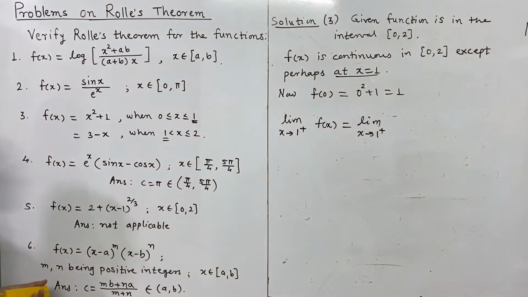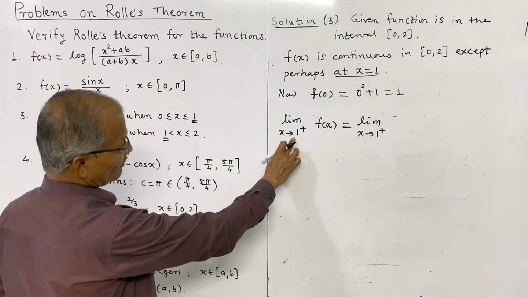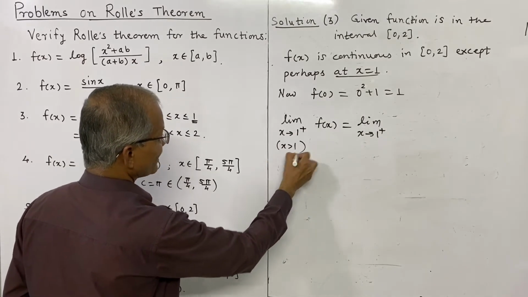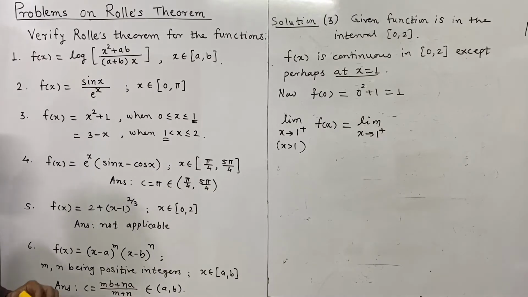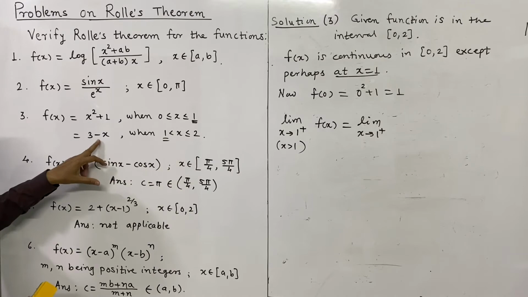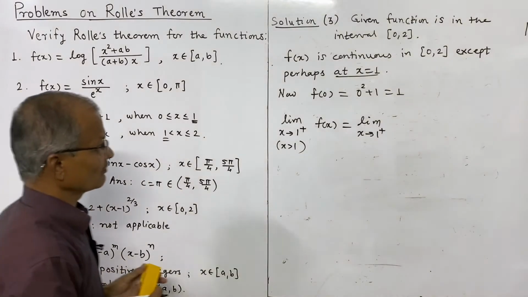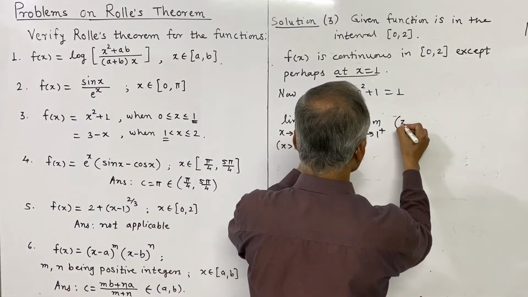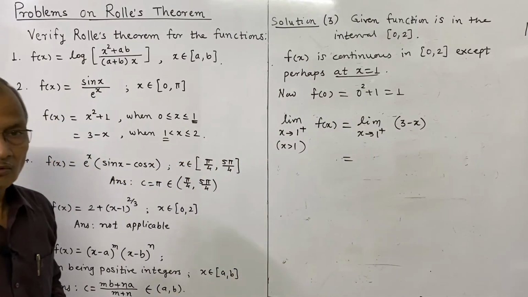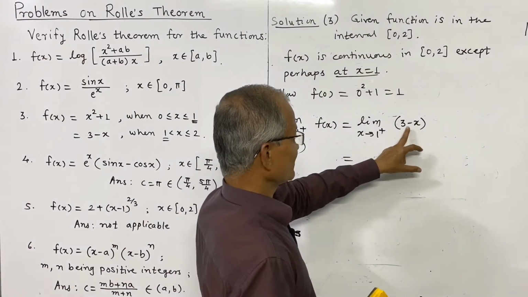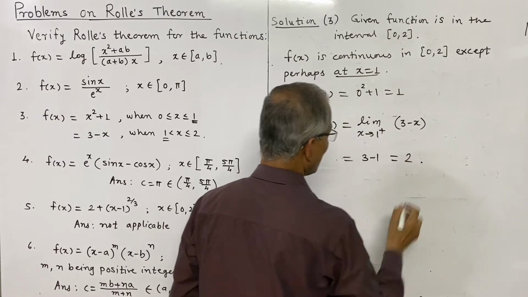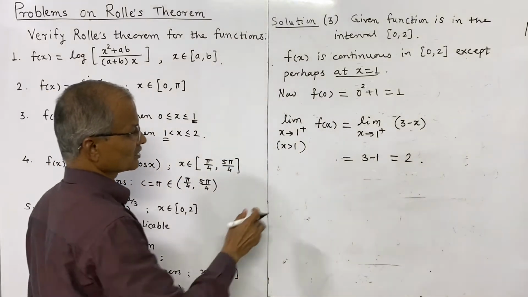So x tends to 1 from right means x is greater than 1, and x greater than 1 is the interval where it is, here it is. 1 is less than x means x is greater than 1, and therefore this definition is to be used, and we should write f of x value as 3 minus x. And what is this value? Now we can simply put x as 1, 3 minus 1, which is equal to 2. So the right hand limit is 2.